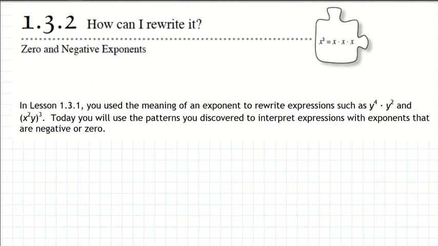We are going to continue this conversation today in section 1.3.2. Again, the title also is How Can I Rewrite It? But you'll notice the subtitle now is Zero and Negative Exponents. So our goal for the day is to extend our work with exponents into the realm of what is a negative exponent, how do we deal with them, and what's a zero exponent.